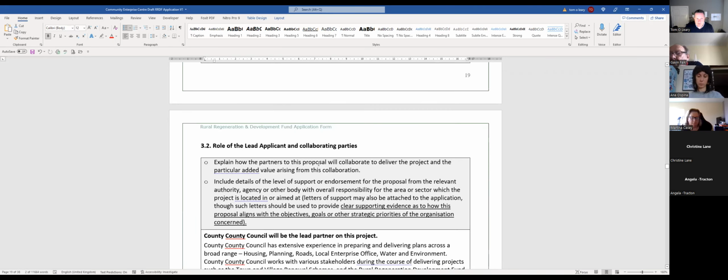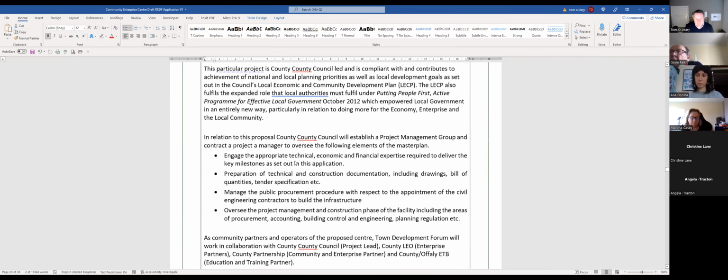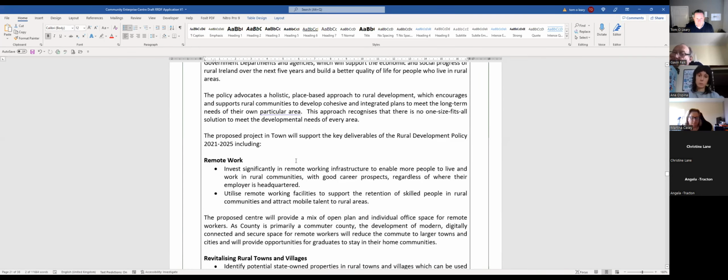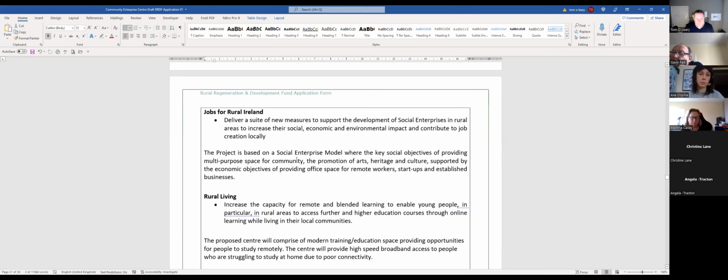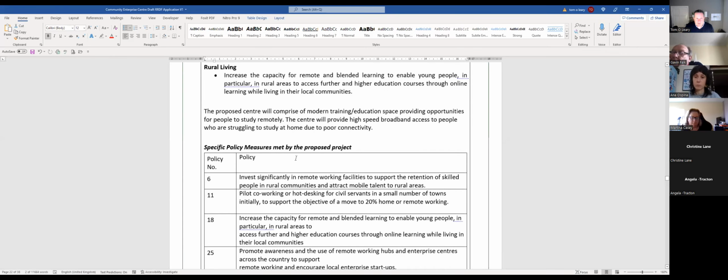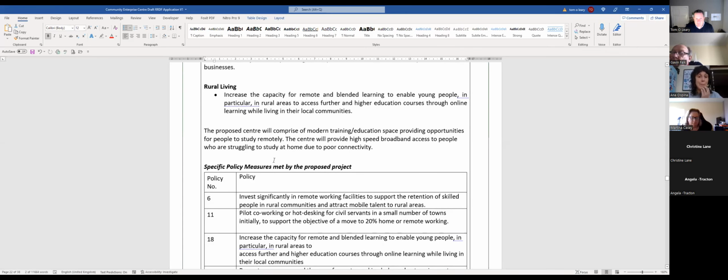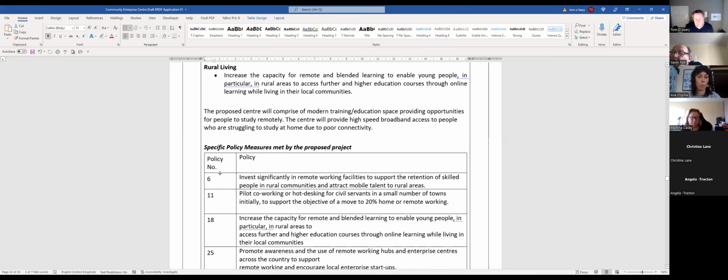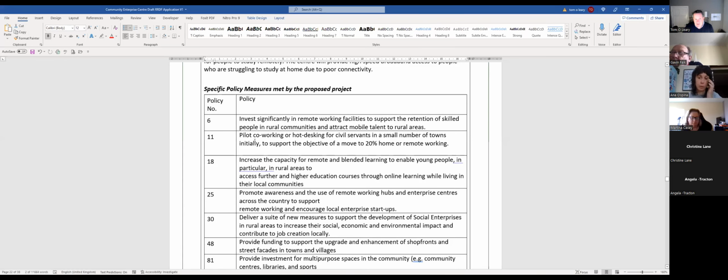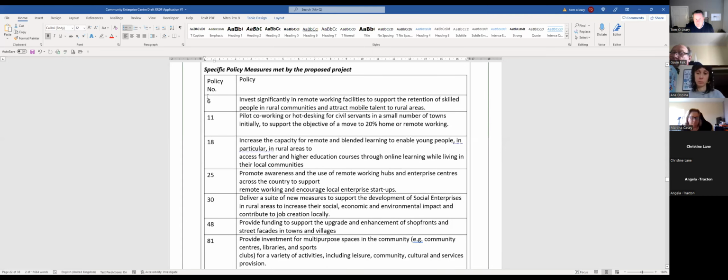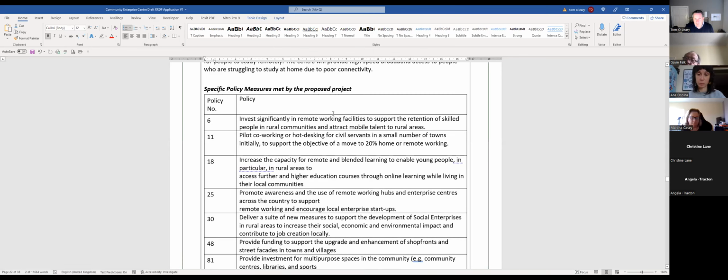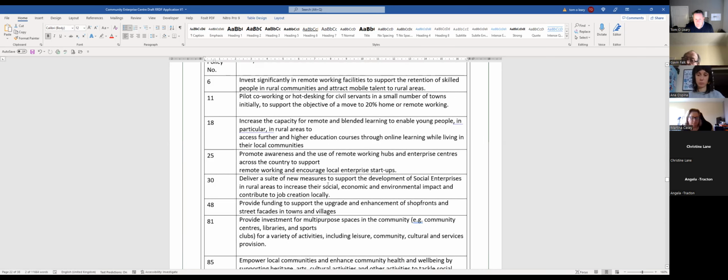Okay, so the next one would be the role of the lead applicant, which we kind of covered. Then the policy, your strategic policies. I've written out the rural development policies that this project relates to. So I've literally written them out, marked them out, and then put in how the project actually aligns to those policies.